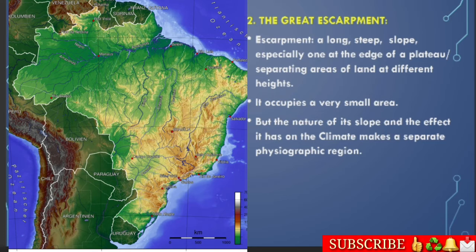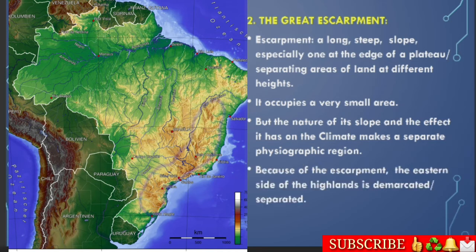Student, as we have Himalaya in India, and Himalaya plays a very important role in climatic changes. Okay, in the same way here, this great escarpment plays an important role in climate change. It separates the physiographic region.